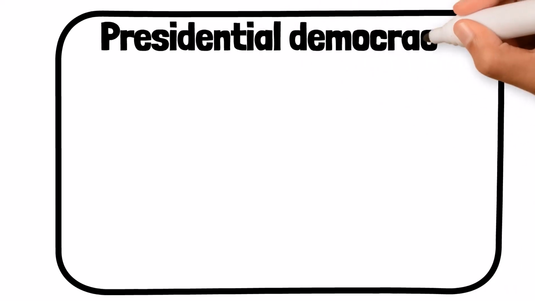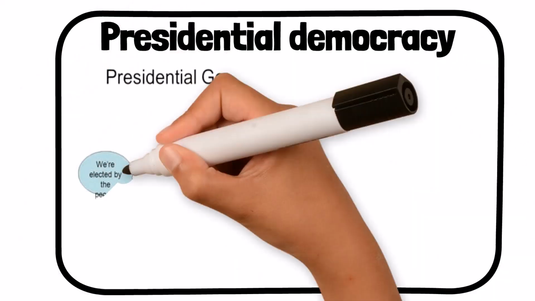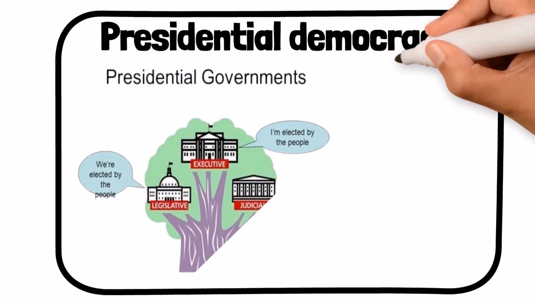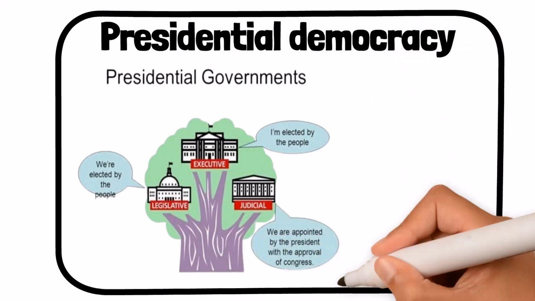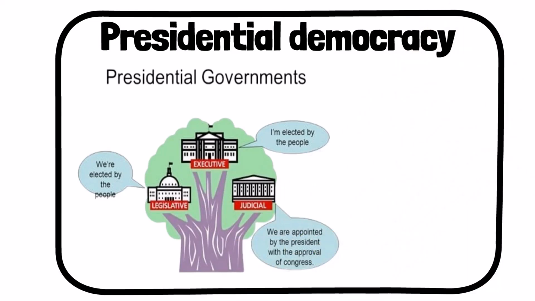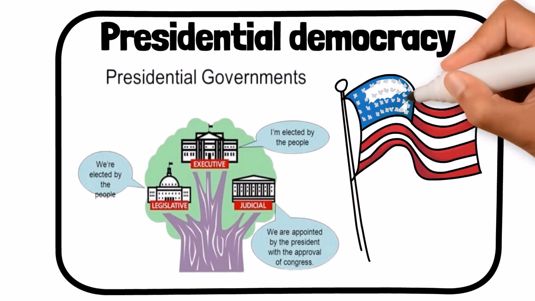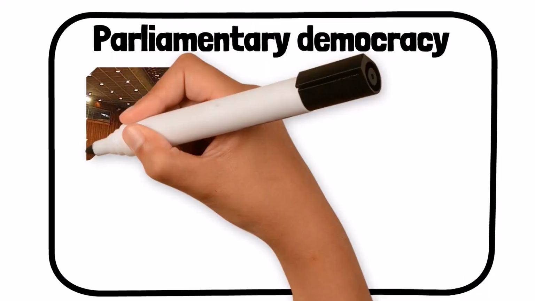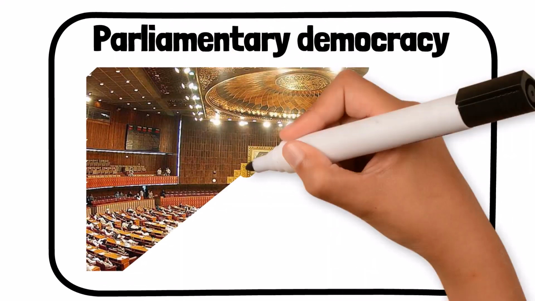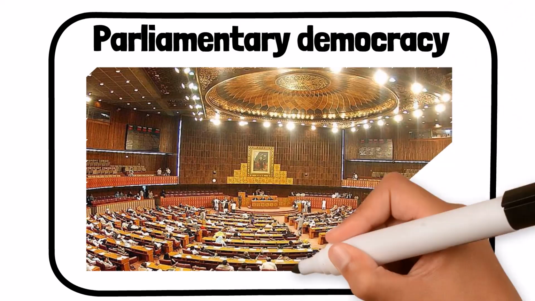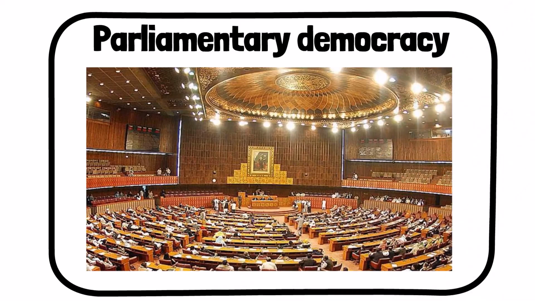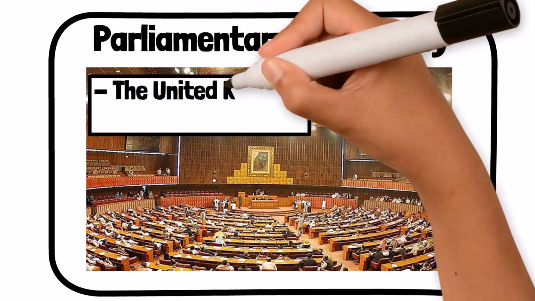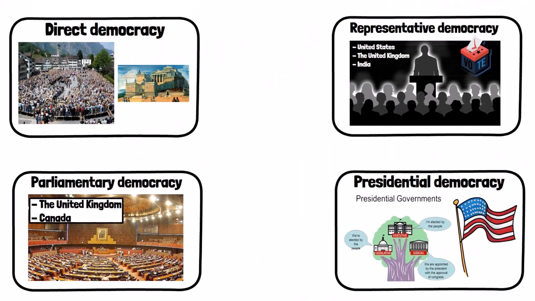In a presidential democracy, the president is both the head of state and the head of government. The president is elected separately from the legislature and has significant executive powers. The United States is a prime example of a presidential democracy. In a parliamentary democracy, the executive branch derives its legitimacy from and is accountable to the legislature, parliament. The head of government, usually the prime minister, is typically the leader of the majority party in parliament. The United Kingdom and Canada are examples of parliamentary democracies.